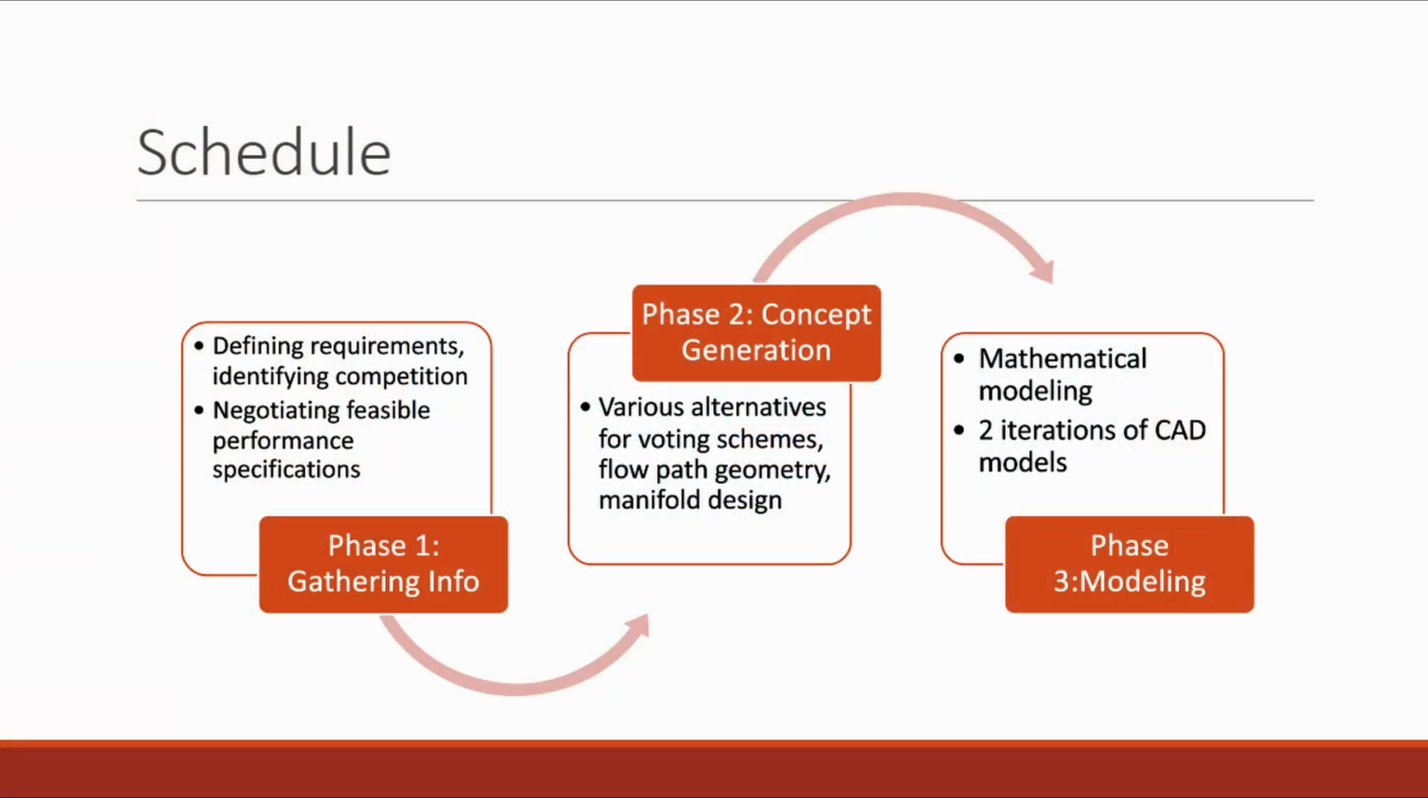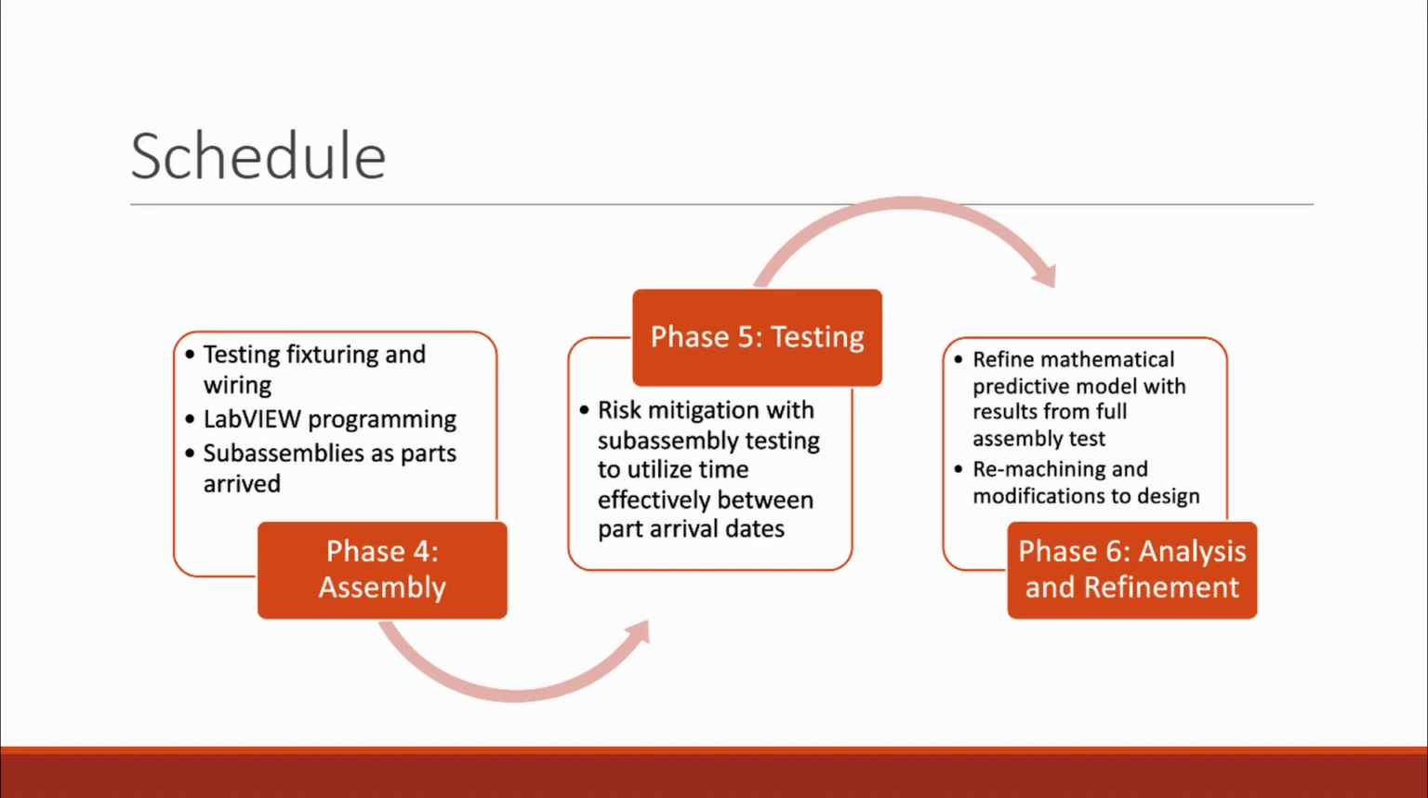Our first semester was focused on gathering info, concept generation, and modeling. Moving into second semester, we had our second iteration of CAD modeling and a period dedicated to high-quality GD&T and engineering drawings. We faced serious time constraints and schedule changes due to manufacturing delays, yet we still managed to pull together both subassembly and full assembly testing, concluding in our project working with a full-scale functioning prototype.